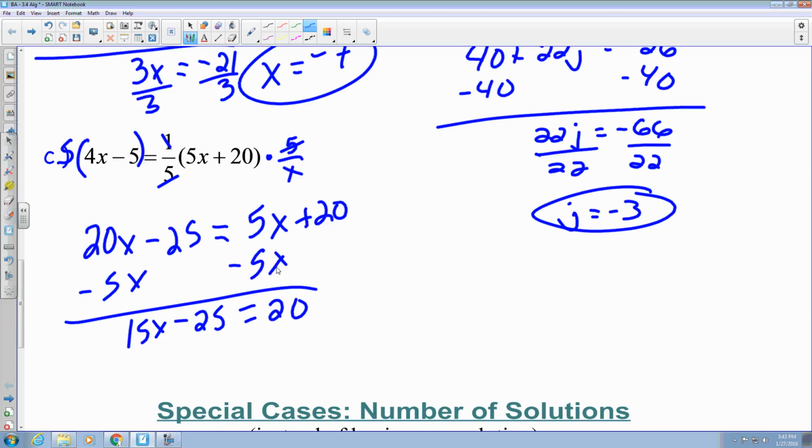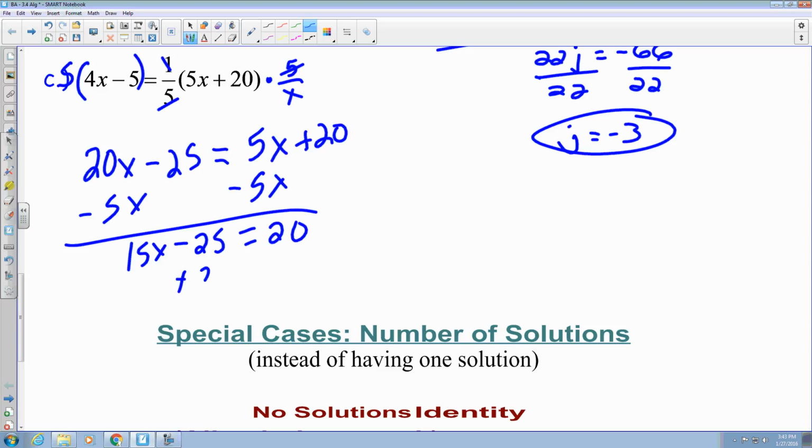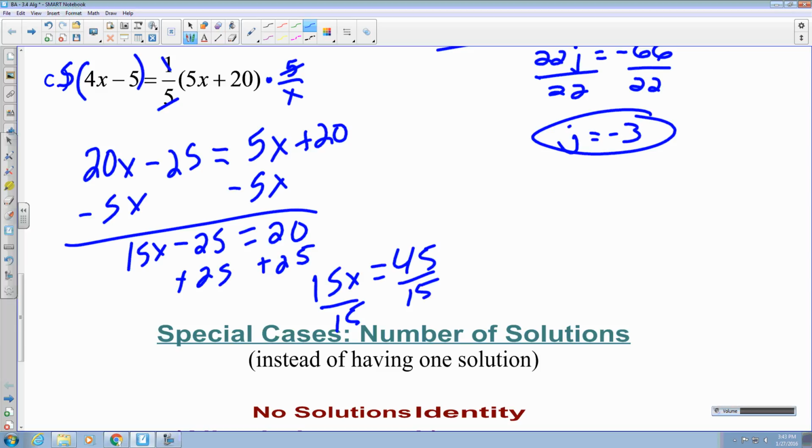Bring it down a little bit. I'm going to add 25 to both sides. I get 15x equals 45. When I divide both sides by 15, I get x equals 3.